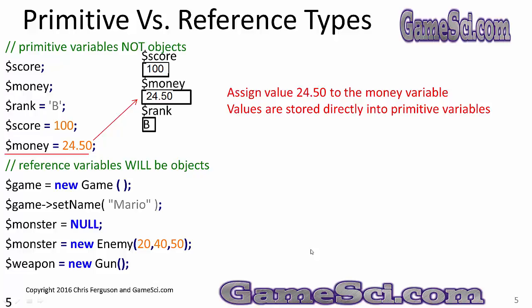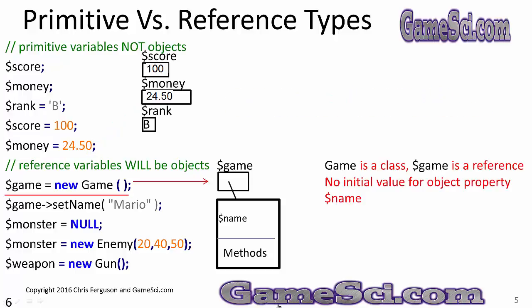They all contain the values that we stored in the variables, and those values are stored directly into the primitive variables. Objects are different. Game is a class. $game would then be a reference to a game object. There's no initial value for the object property name. I'm going to build a game object, and in the constructor of the game object, apparently it didn't set the value of the name variable.